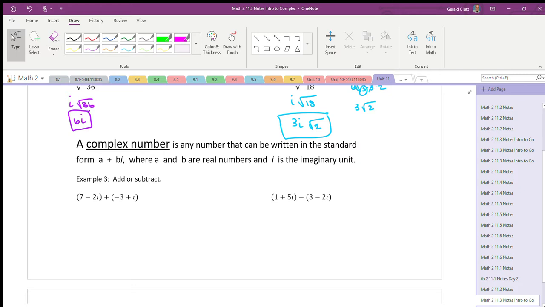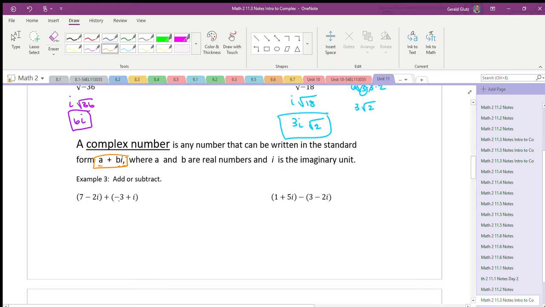A complex number is any number that has an i in it. The way we will write it, you'll either see something like 6i, or you'll see a number plus a number times i, or minus, it could be minus. For example, in example 3, we have 7 minus 2i. That's an example of a complex number. This is the form that you'll see it in a lot of times.